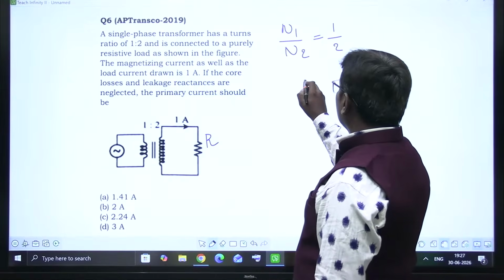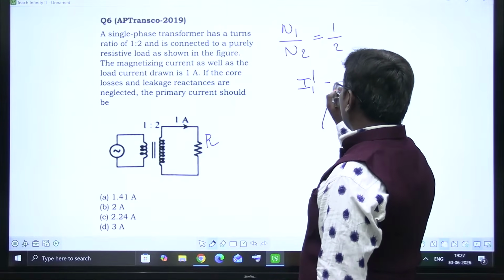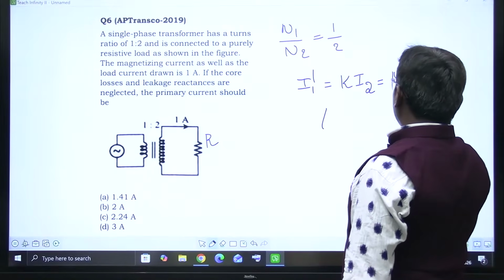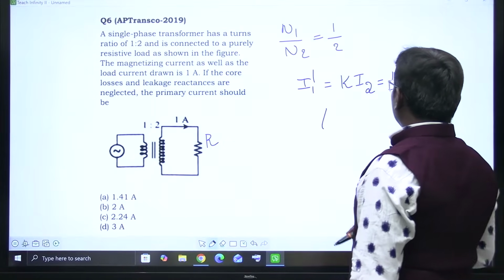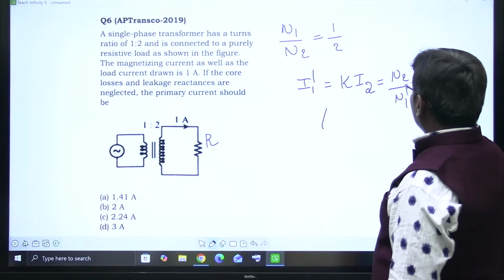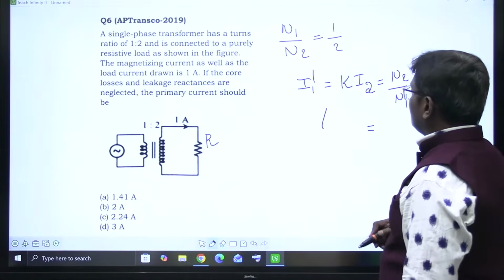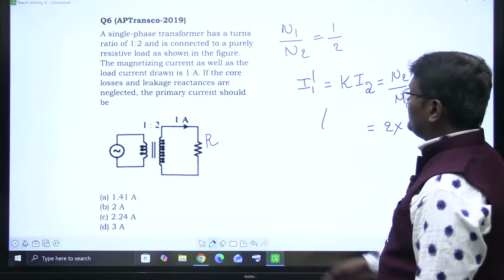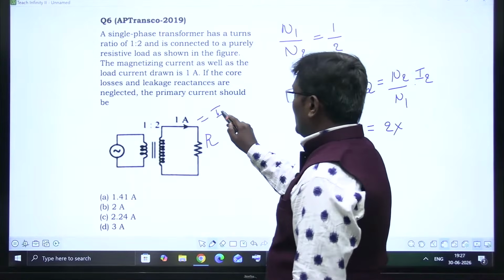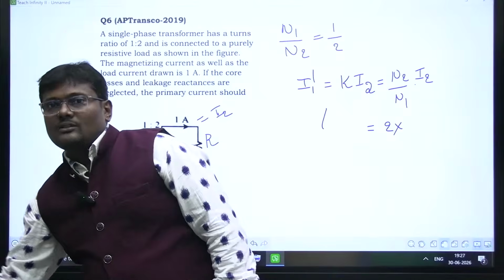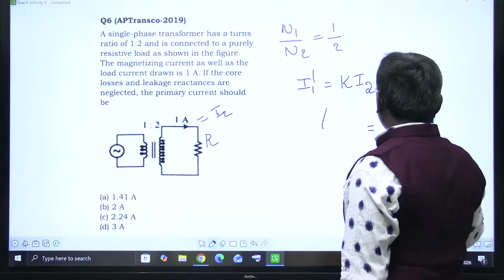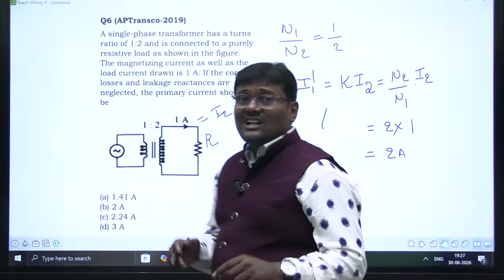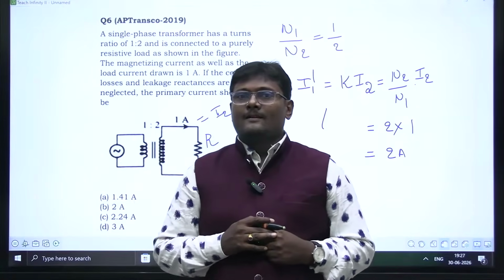What is the primary current? I1 dash current is K times I2. So N2 by N1 into I2. N2 by N1 is 2 here. What is the I2 value? I2 value is 1 ampere. So 2 amperes.